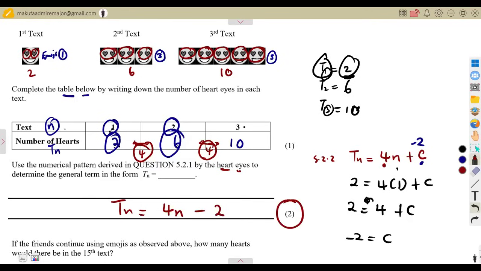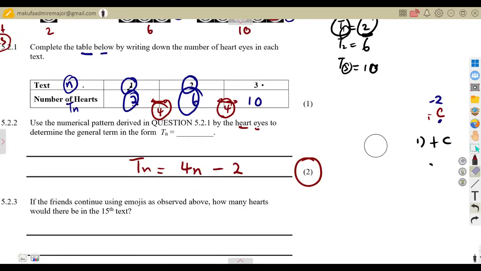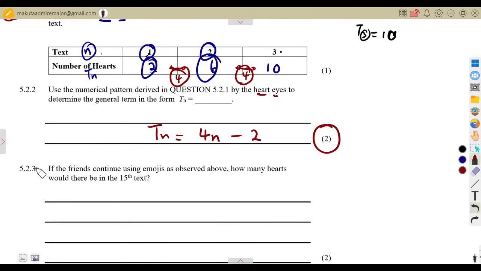So for 2 marks, it's enough. There are so many ways that you can use to determine this. We're just going to see them as we are doing these questions. We are together as we are revising. Let's see how it can be.